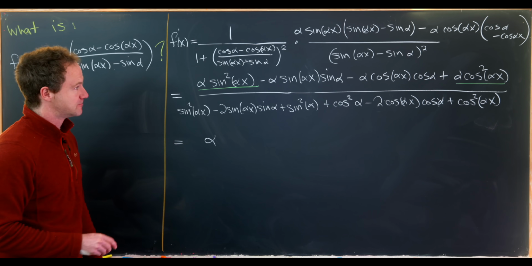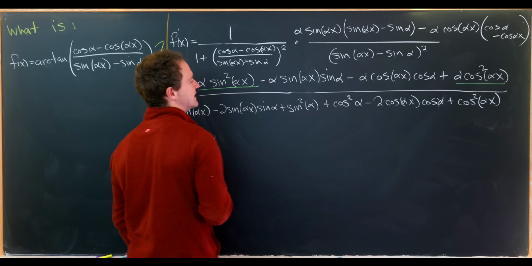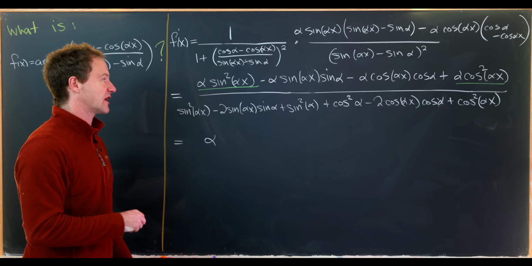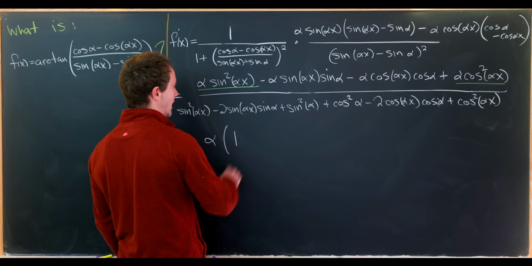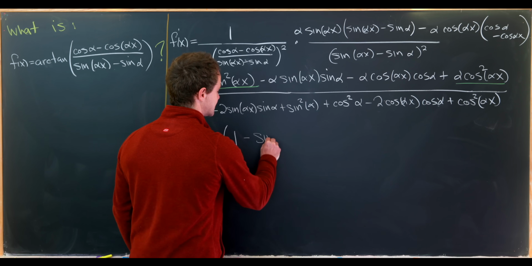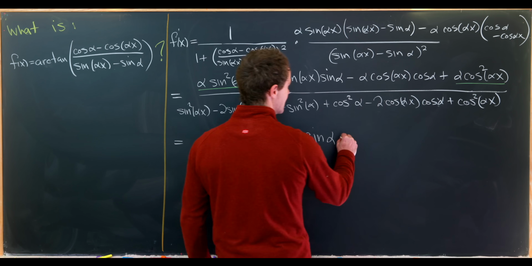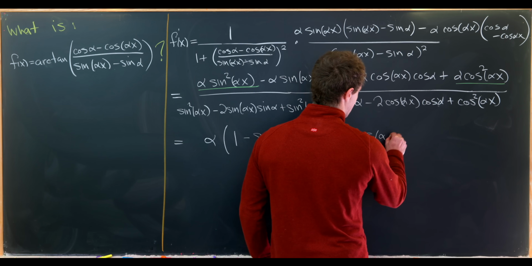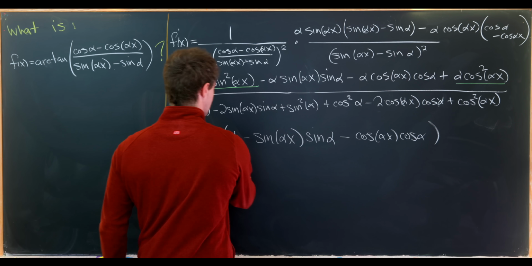Okay, that's good. Then here we have, well, we can't really do anything with that, but every term in the numerator has an alpha, so we might as well factor it out. That leaves us with 1 from the sine squared and the cosine squared, and then minus sine of alpha x times sine of alpha minus cosine of alpha x times cosine of alpha. So that's what we're left with in the numerator.